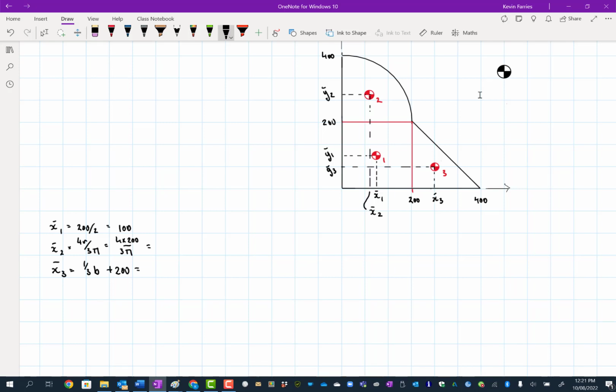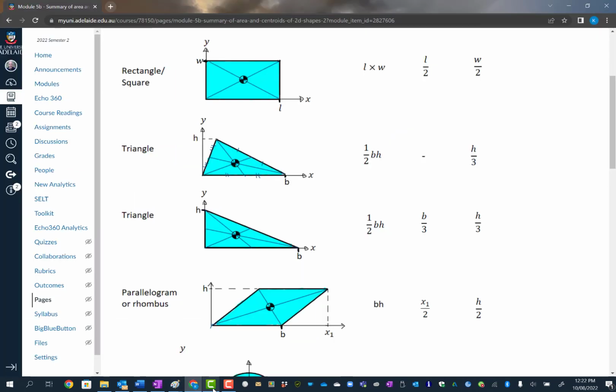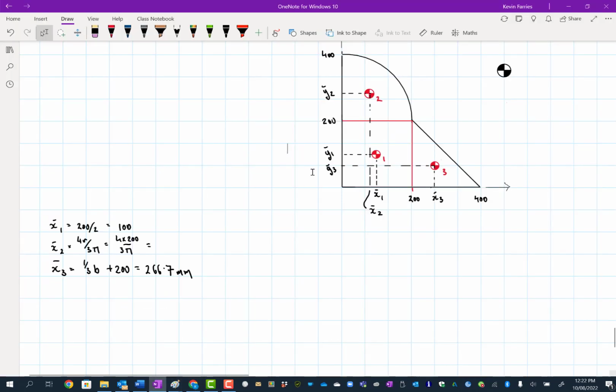B, the base of that triangle, is 200 millimeters, so 1/3 of 266.7, I think, so it's going to be 266.7, 4 significant figures until we get to a final answer. Should probably put in units for all of these, and they're in millimeters. Okay, so I'll finish off this, and then I'll do the same thing for y, and then I'll calculate the area of each of these, just using standard area formulas that you again would look up on this sheet here. Okay, so I'll do that, and I'll meet you on the other side of the fast forward.